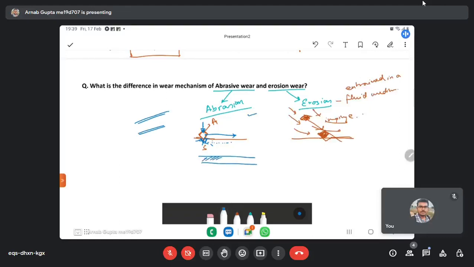coating on top of the surface. The coating is generally a thin coating, and it is a hard component, so it will resist this type of abrasion wear.